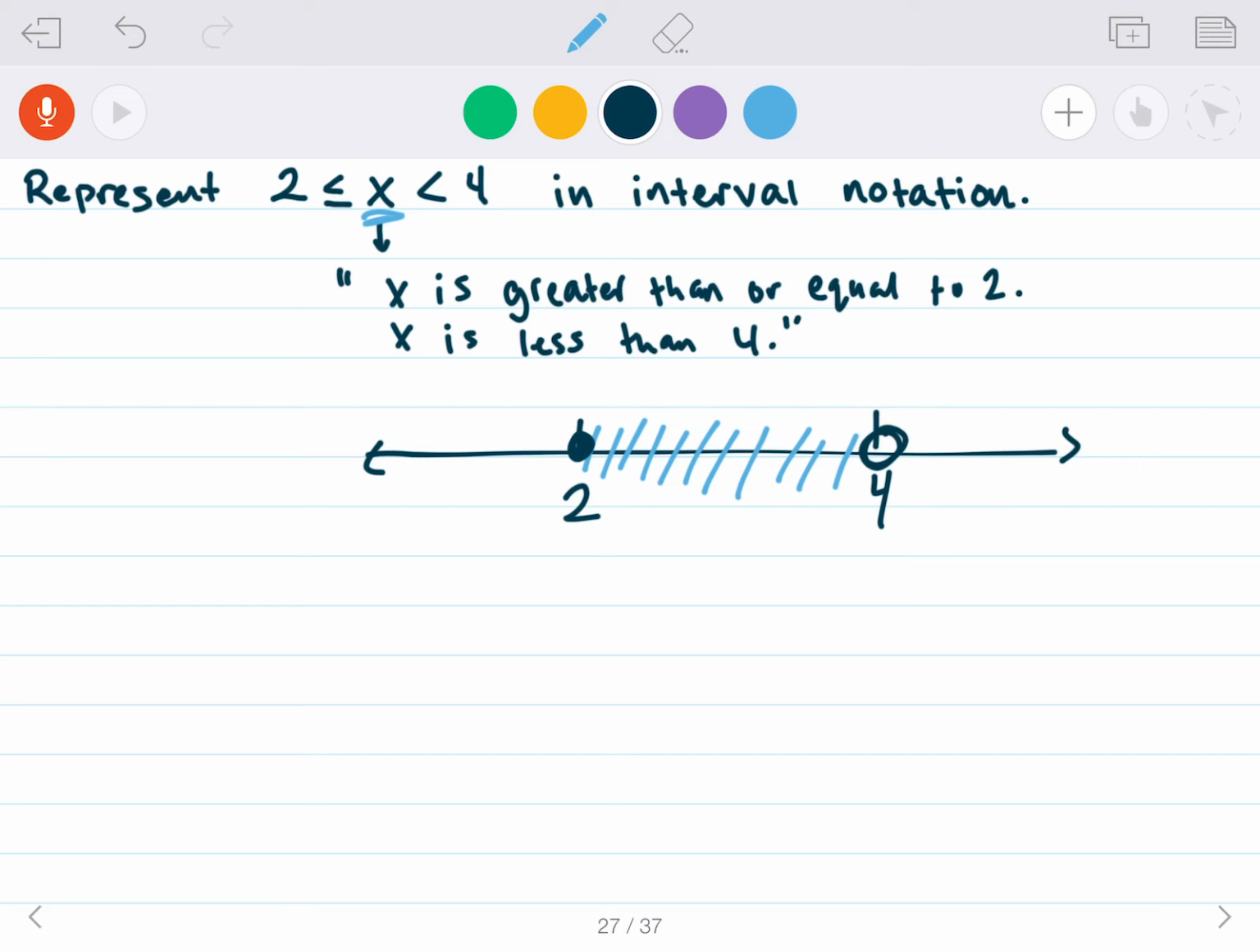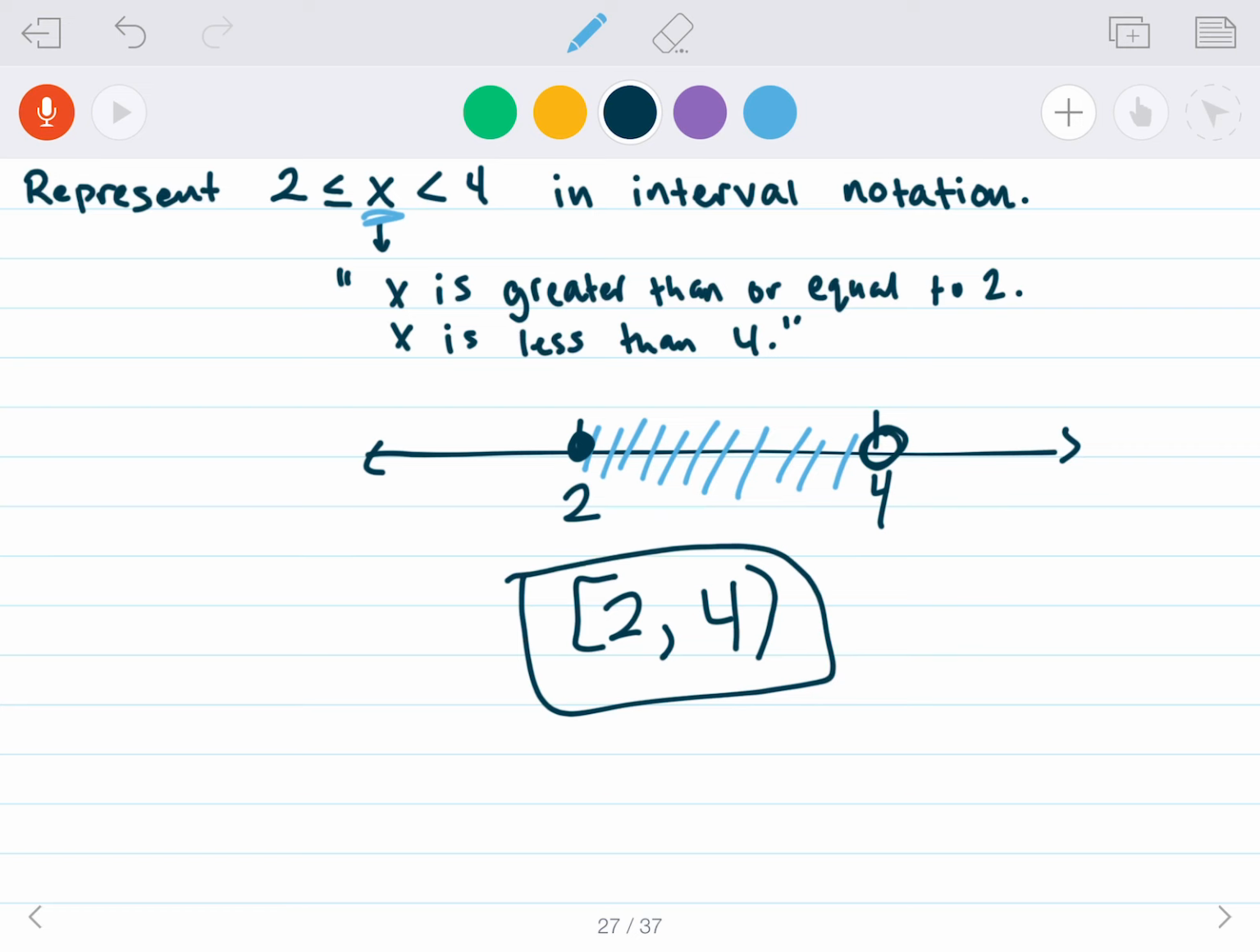So that's my picture. So in interval notation, I start at 2 and I go to 4 and I give it a parenthesis. So this is the set, everything between 2 and 4, including 2. That is x is bigger than or equal to 2 and less than 4.